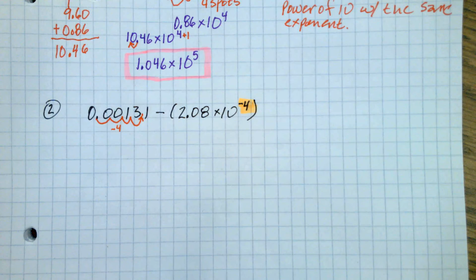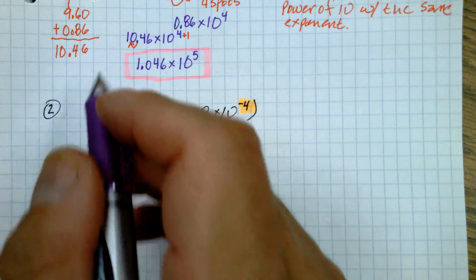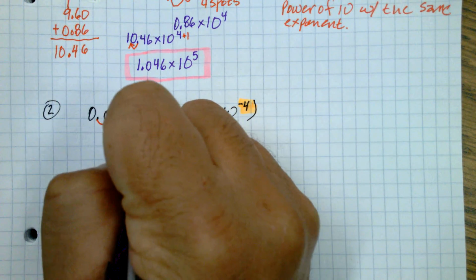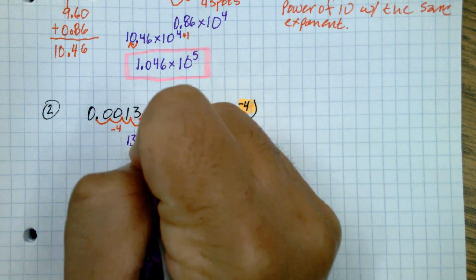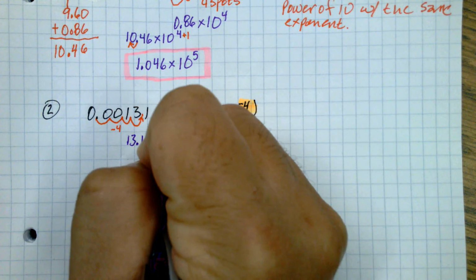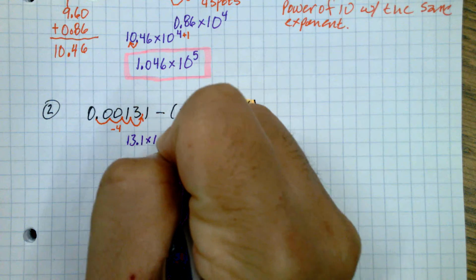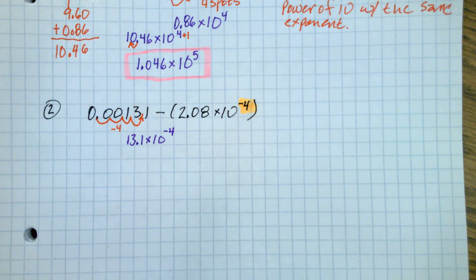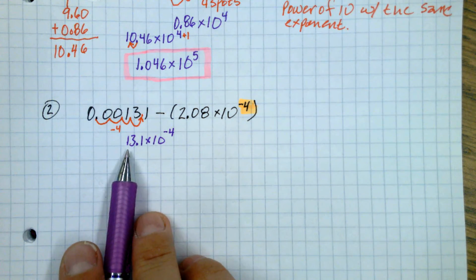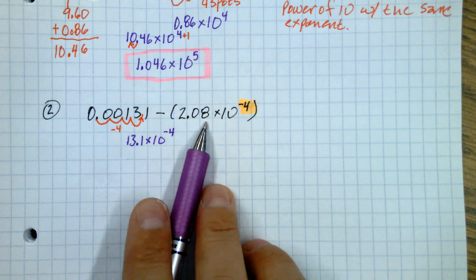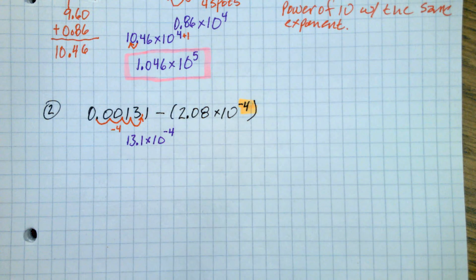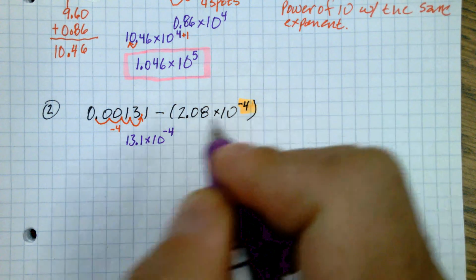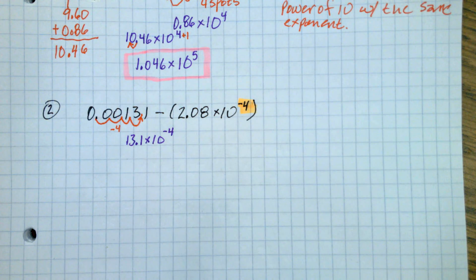So we got 13.1 times 10 to the negative 4. Okay? And now we can do our subtraction. So we're going to subtract 2.08 from 13.1. Okay? Let's do that over here on the side.